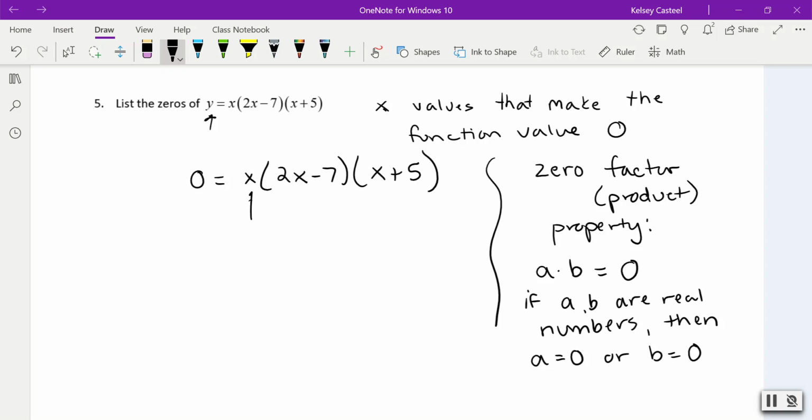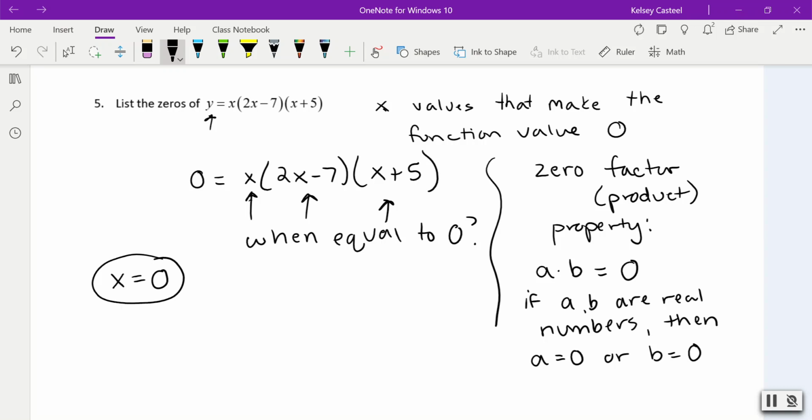I just need to know when would each of my factors be equal to 0. Starting with the first factor of x, there's really not much to do there. If x is 0, that would make the entire right-hand side be 0. So that is one of my zeros of my equation.